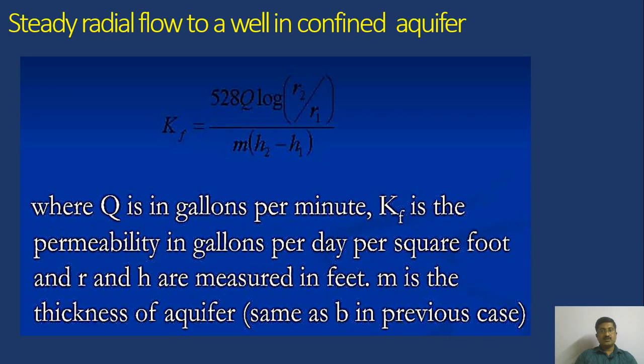Now, when finding the permeability, there is one proven, empirical equation: Kb is equal to 528 Q log R2 divided by R1, divided by m into H2 minus H1. Keep in mind that Q is the discharge, Kb is the permeability, R and H are the measured distances and heads, and m is the thickness of the aquifer.